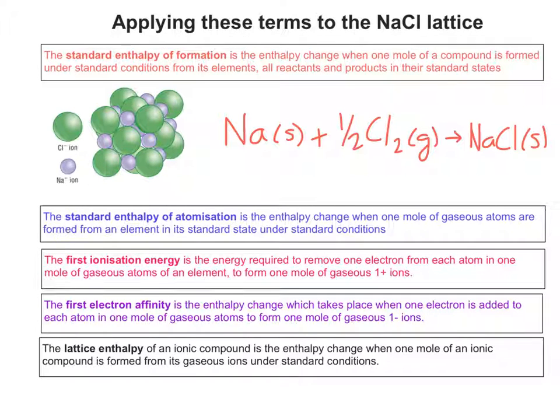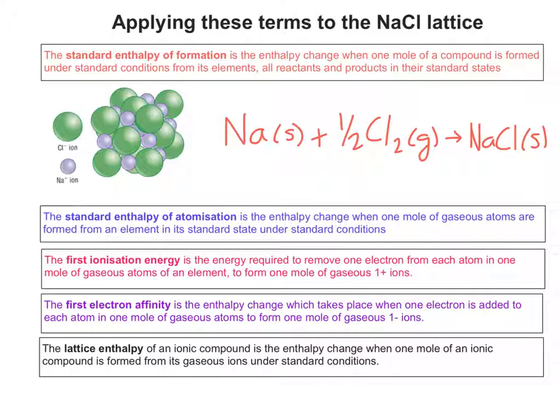So this first equation represents the standard enthalpy of formation, or the process that takes place for which the standard enthalpy of formation is the enthalpy change. You've got 1 mole of your compound, NaCl, being formed from its elements, and all the reactants and products are in their standard states. Notice that it's half Cl2. That's because to make 1 mole of NaCl, if you had 1 mole of Cl2, you'd have too much chlorine. So it has to be a 1-to-1 ratio of the atoms to make the ions in the ionic lattice.